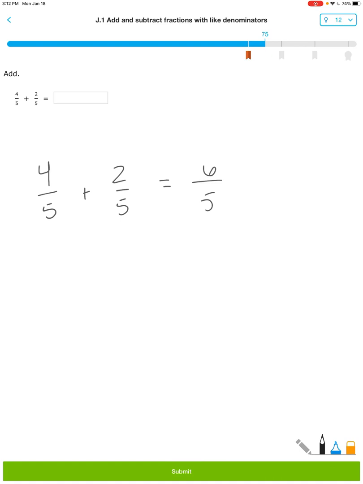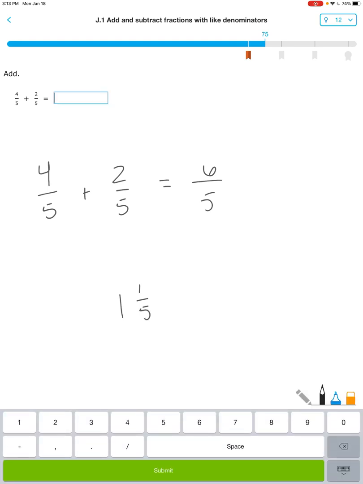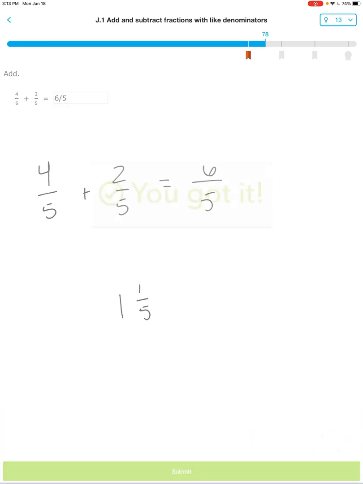Okay, so our final answer could be 6/5, or we could rewrite this number as a mixed number and have 1 and 1/5. But I'm going to keep my number as an improper fraction right away. So I'm going to submit my answer as 6/5 and see what we get. Looks like we got it.